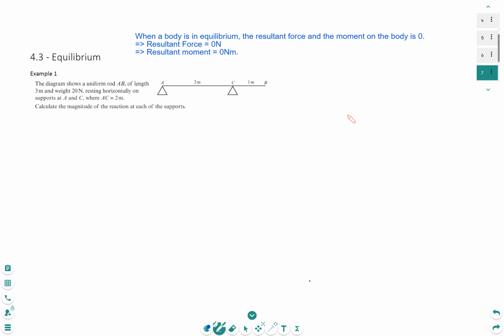The diagram shows a uniform rod AB. Think of it like a seesaw, but a different one. Actually, think about these as two supports. You put a plank on there, so it's supported, of length 3 meters and weight 20 Newton. A uniform rod means the weight is right in the middle.